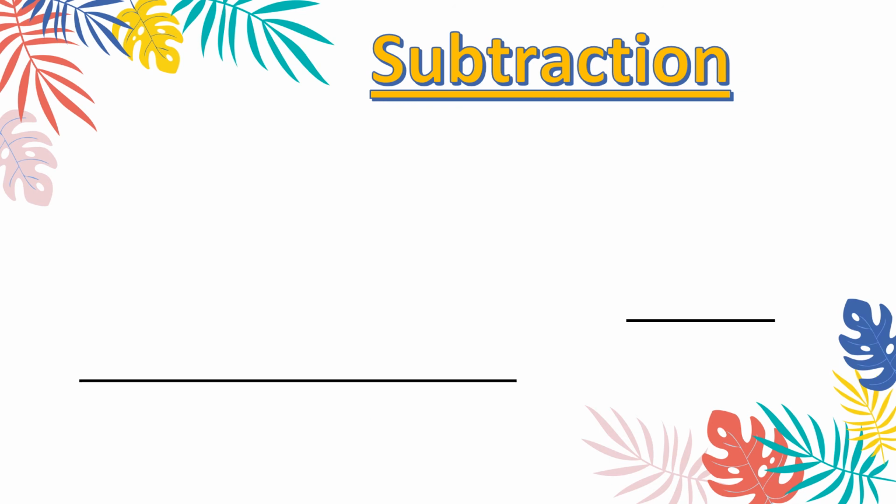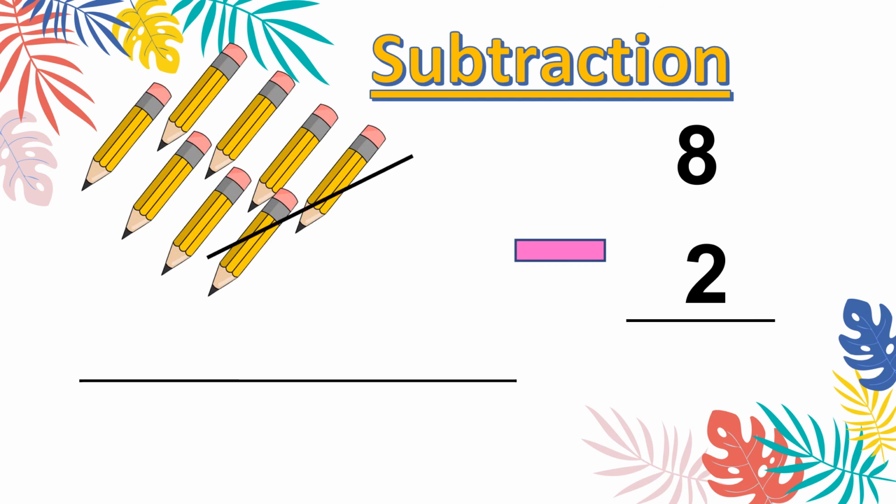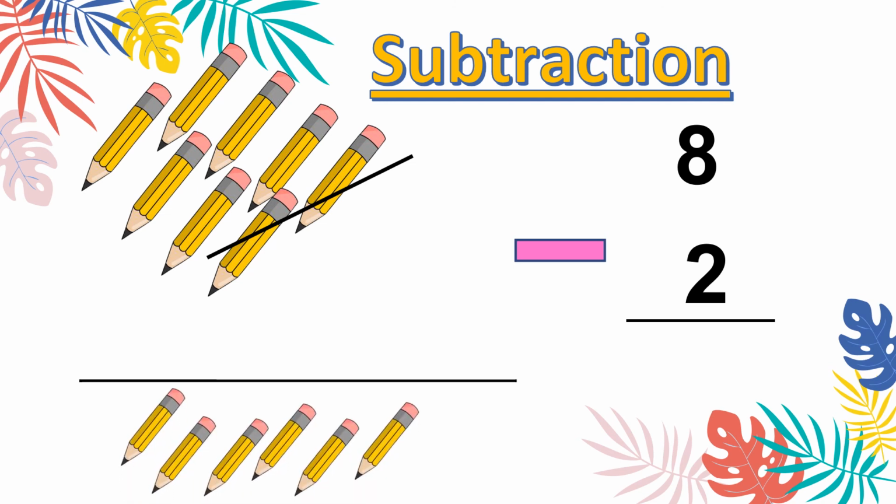Now, if we have here a group of pencils, let's count all of them. 1, 2, 3, 4, 5, 6, 7, 8. So we have 8 minus 2. It means I will take 2 pencils away. How many pencils remain? Let's count. 1, 2, 3, 4, 5, 6. So they are 6.